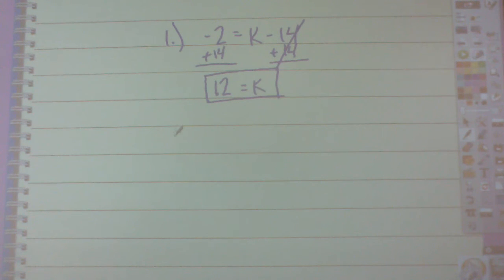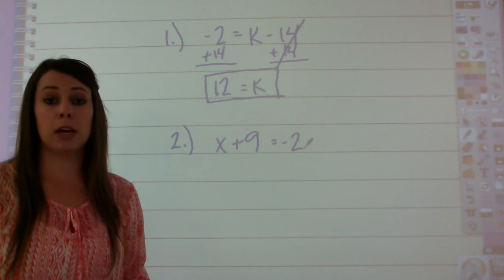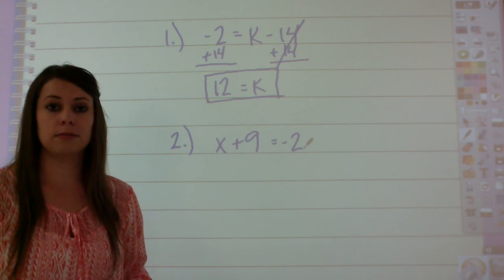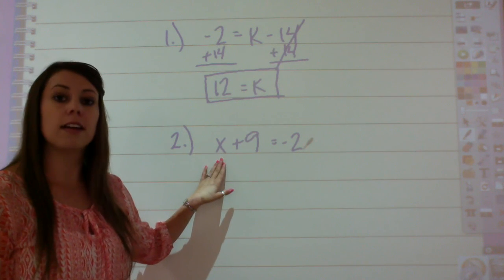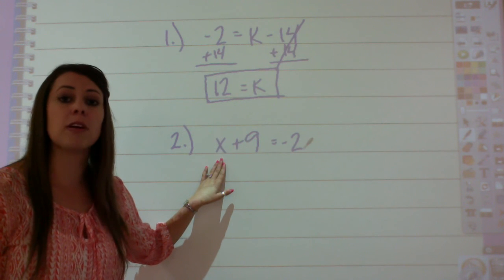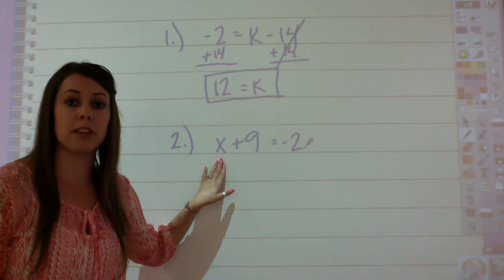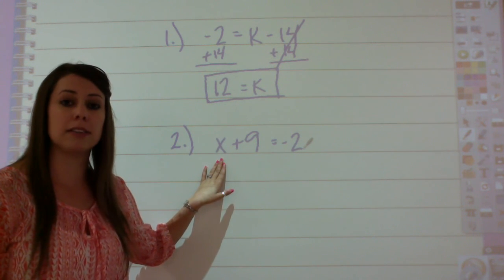Okay, let's look at one more example. X plus 9 equals negative 2. Same thing. First question. What letter am I going to get by itself? Okay, good. The x. Next question. How am I going to move it? What number am I going to move to the other side to get x by itself?